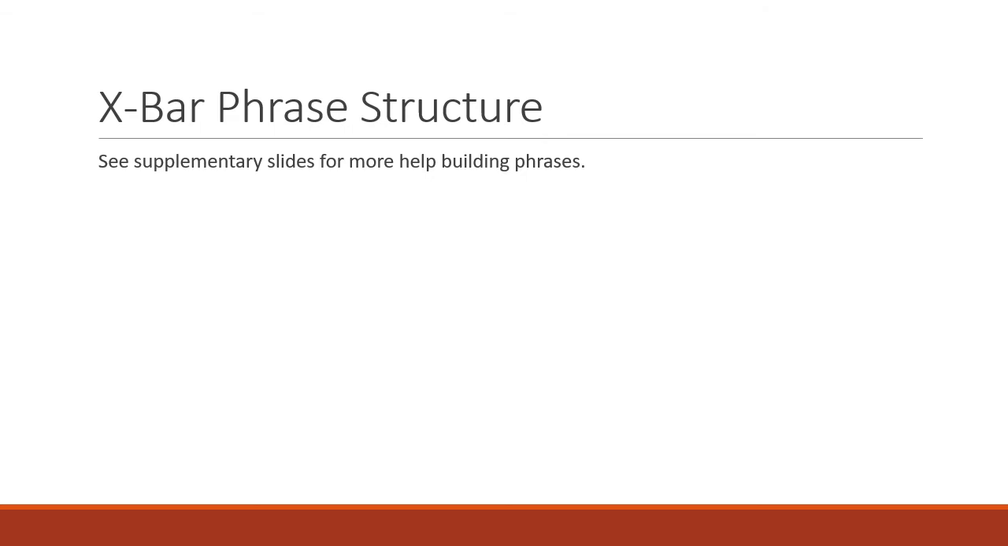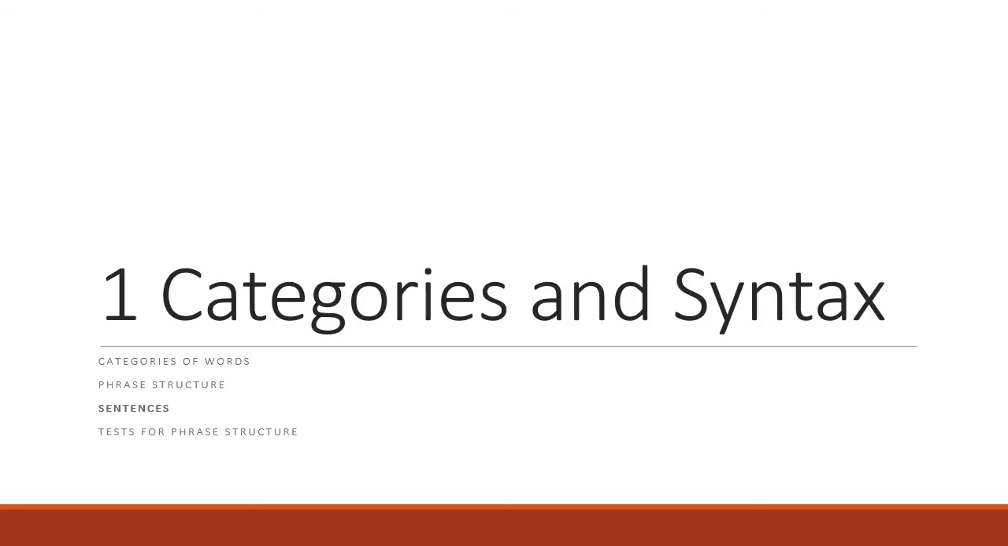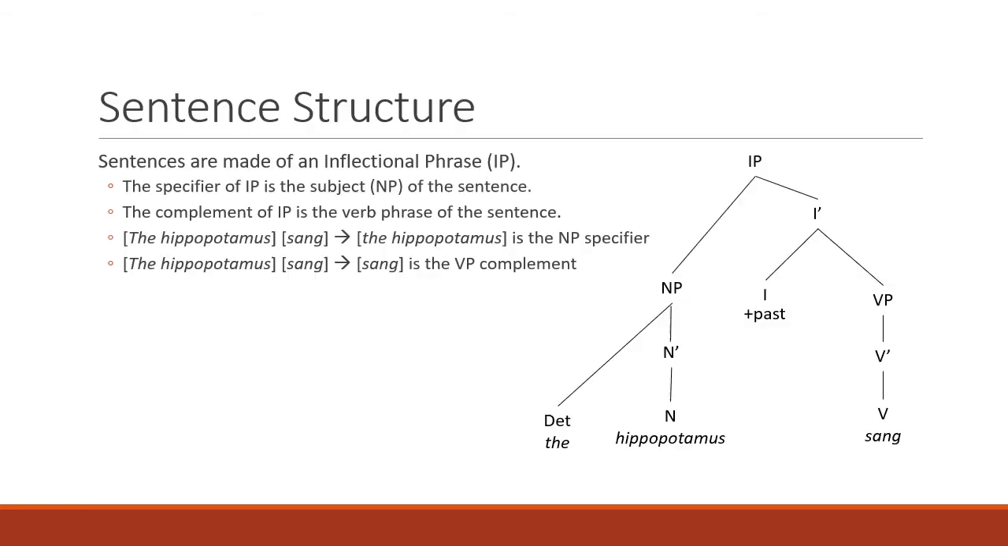So we do have a supplementary slide set showing you how to do this a little bit better. Also, the back of the chapter has some explanations on how to do some more phrase structures. It takes a while to go through and figure out how to do the phrase structures. So practice those a little bit so that you can do these syntax trees. So next we're going to talk about the categories of syntax, the sentences themselves. So the third part is the sentences themselves.